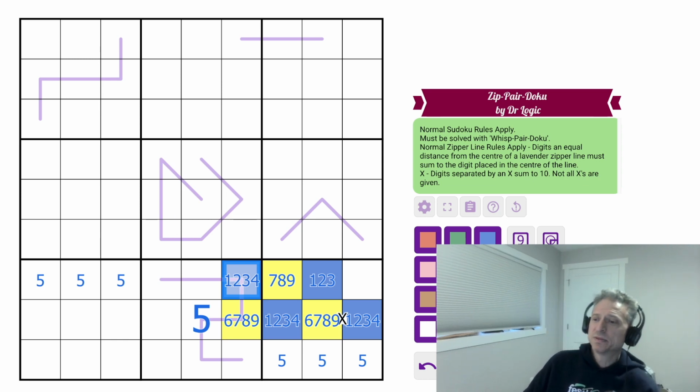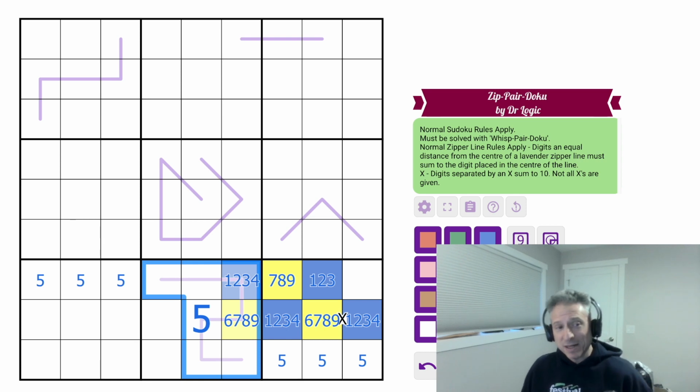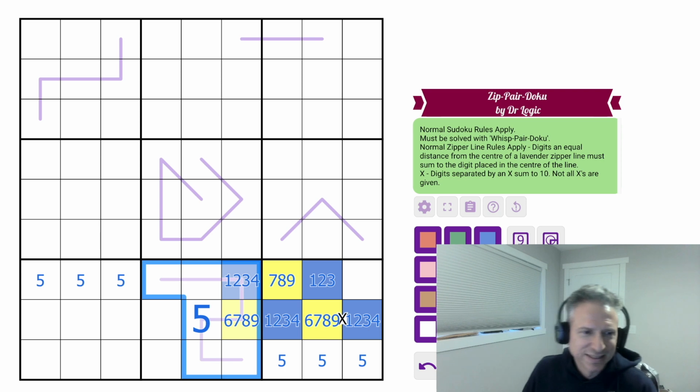I hope that helps. I'm getting an idea of how your zipper lines are forming here. I don't want to draw it because we're not supposed to. Dr. Logic didn't put that we shouldn't be pencil or pen marking, but I don't want to draw on your puzzle. They didn't write that in mine either. We'll just avoid it in case.